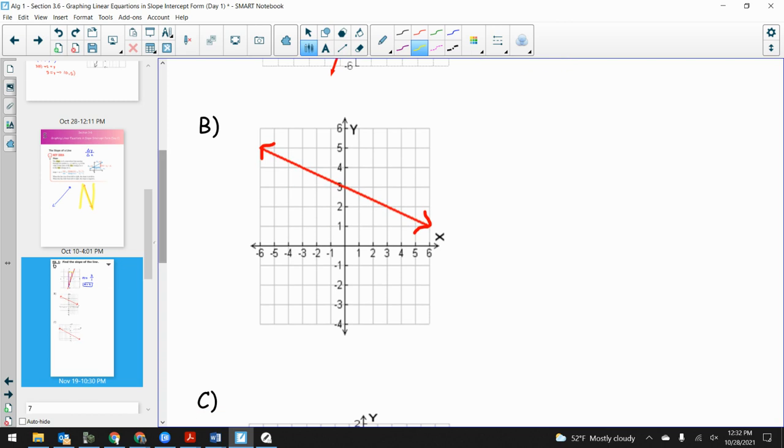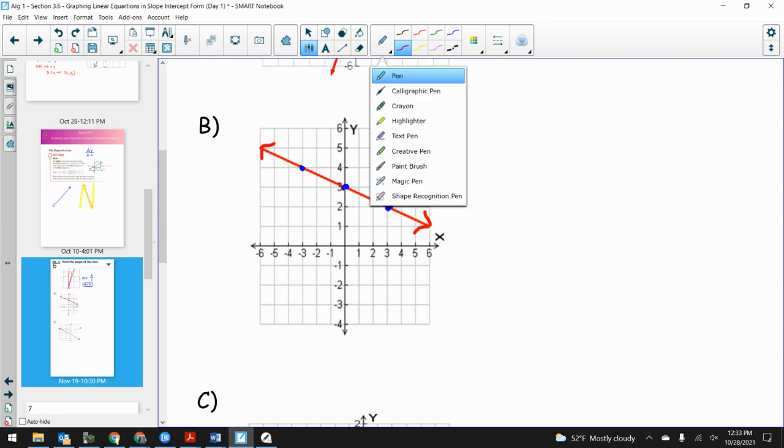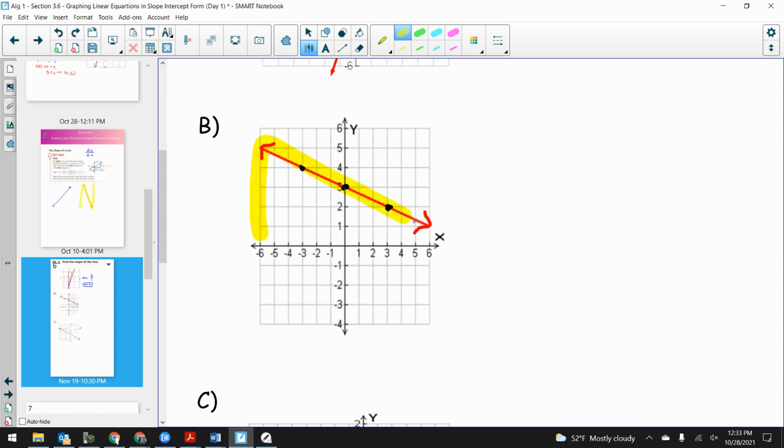Let's do that again. Let's pick some good points, pick some nice points. Looks like it crosses nicely those 3 times. Now, we know that this slope is what? Positive or negative? Can we draw an N? Yes. That's okay.